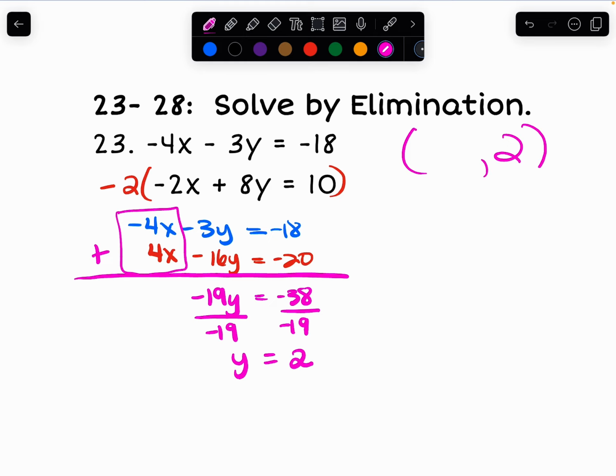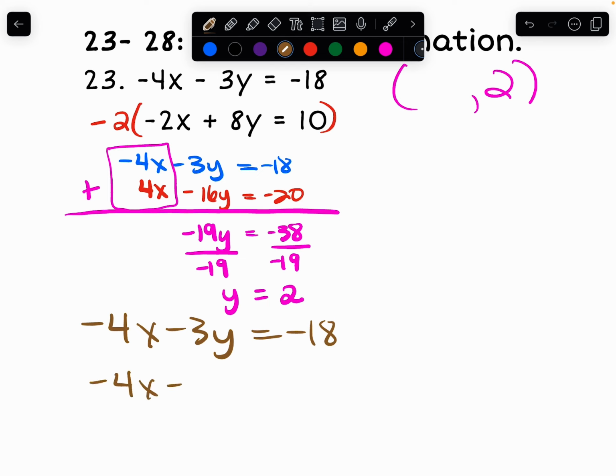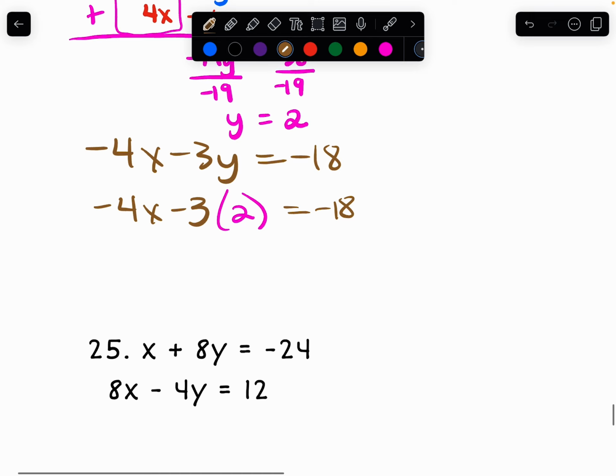And now you just pick one of the two equations. It doesn't matter which one. I'm going to pick the first one, negative 4x minus 3y equals negative 18. I'm going to replace the y with 2. So negative 4x minus 3, I'm going to replace the y with 2, and I'm going to solve this equation.